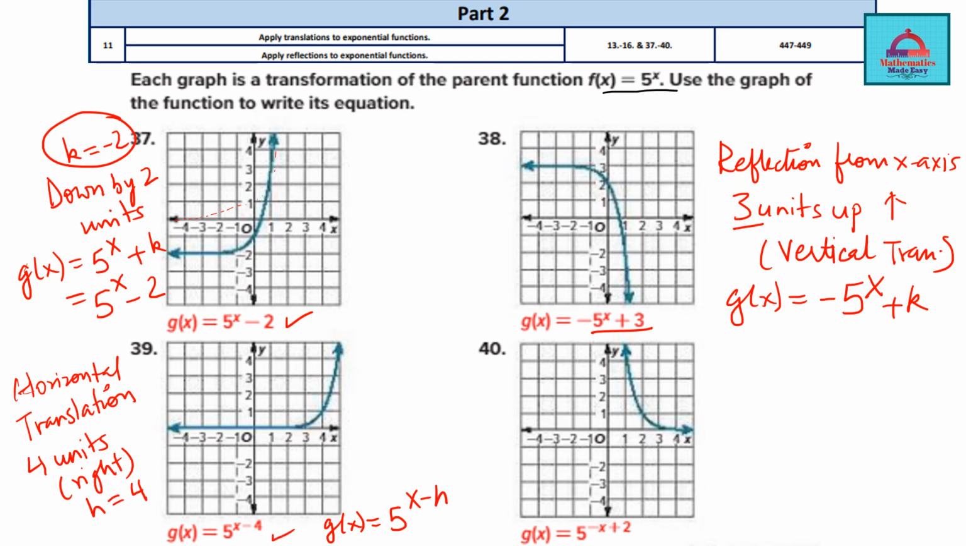Now this one, you see here that two transformations have happened. This was the original graph which was increasing. So there is a reflection definitely from the y-axis. And also the graph has moved right by 2 units. If it has moved right, that means it is a horizontal translation. So the answer is going to be g(x) equal to 5 to the power minus x plus 2. So that completes the graph questions on transformations of exponential functions.